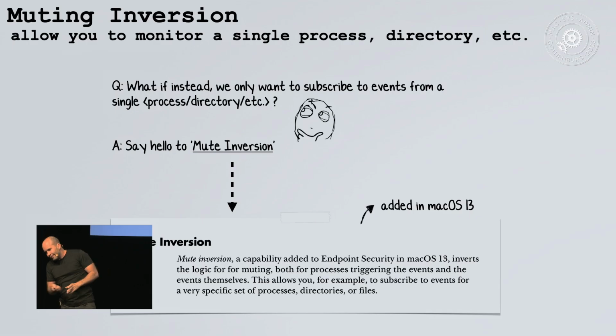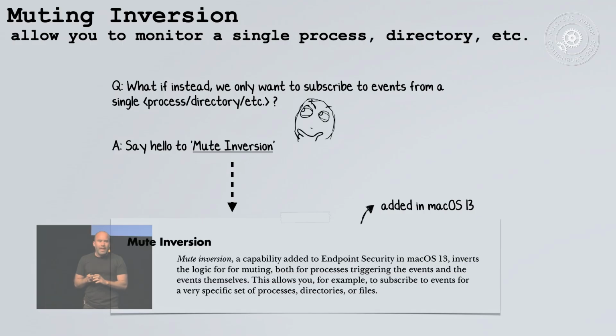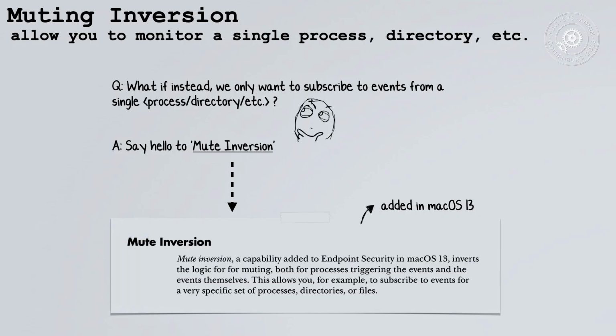Okay, so that's muting. That's hopefully fairly straightforward. Let's now talk about mute inversion. So imagine you want to do the opposite. Instead of subscribing to events from all processes or file events from the entire system, what if you want to just do one directory or one process? Well, Apple eventually was like, yo, this is a good idea. So in later versions of Endpoint Security, they added mute inversion. And it basically allows you to do just the opposite and say, I want to focus on either one process or, for example, one file directory, events that match.